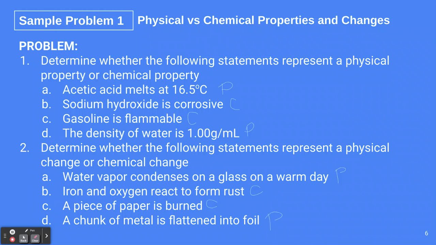A chunk of metal is flattened into foil. This is a physical change. We didn't take that metal and change it in any way other than just its shape. So that's why it's a physical change.